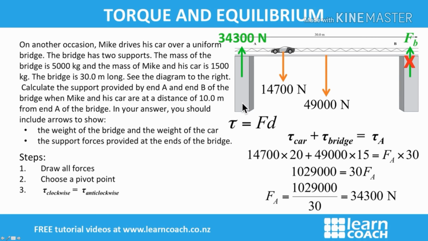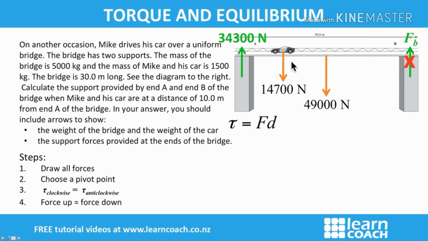we can use the equilibrium constant that not only are torques balanced, which is what we've been using, but forces must be balanced as well, which basically means that forces up must equal forces down because the bridge isn't rising into the air or falling down at all. Therefore, we have a total downward force from the car and the bridge that has to equal the total upward force from support A and support B.